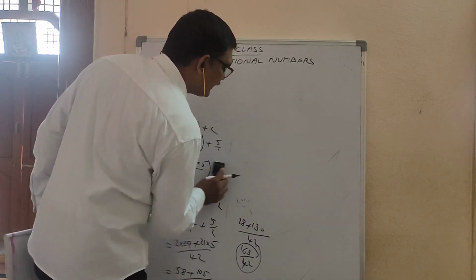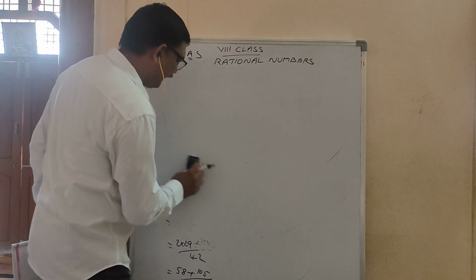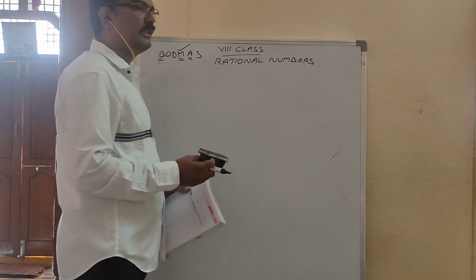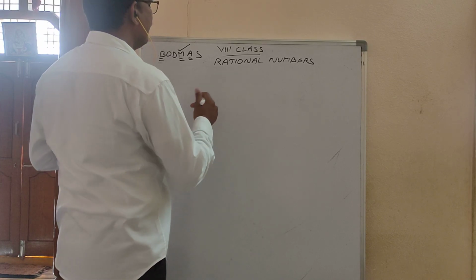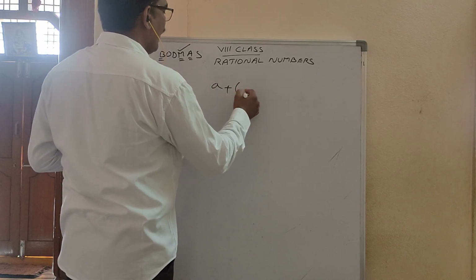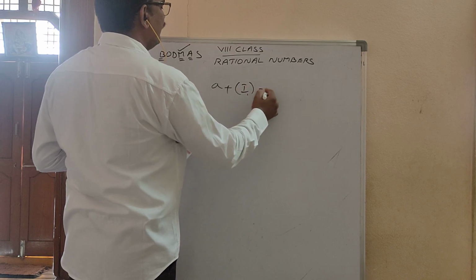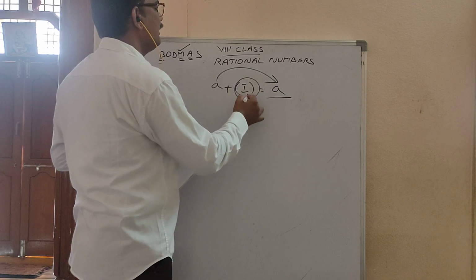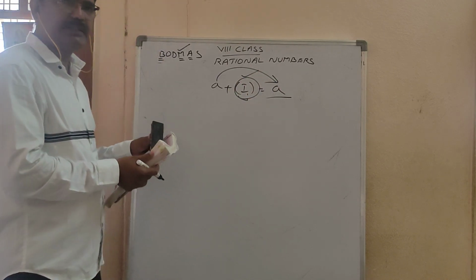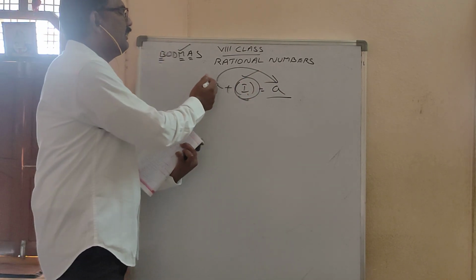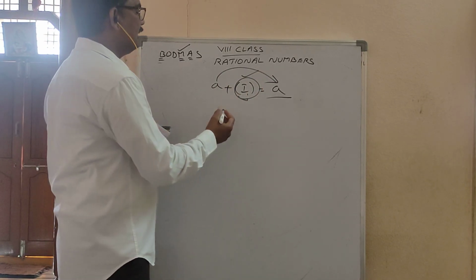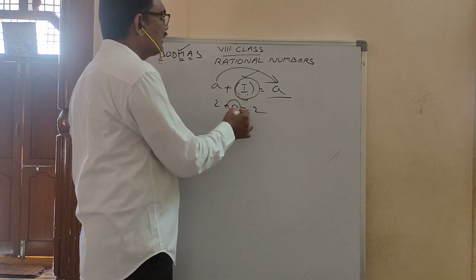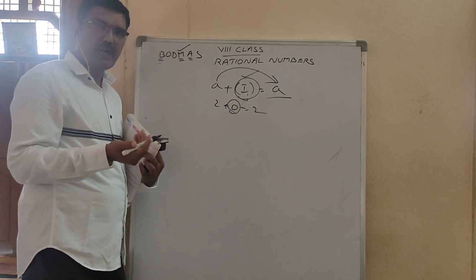the identity property. You have two types of identities, multiplicative identity and additive identity. Identity in the sense, if you take any number and add the identity, you should get the same number. This number only you have to get. Like this number is called additive identity. You are performing addition, yet the value is not changing. Like that number: 2 plus 0 is equal to 2, or not? So this 0 is called what? Additive identity.